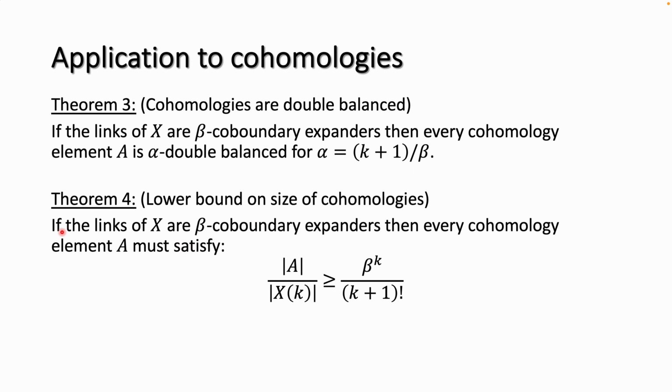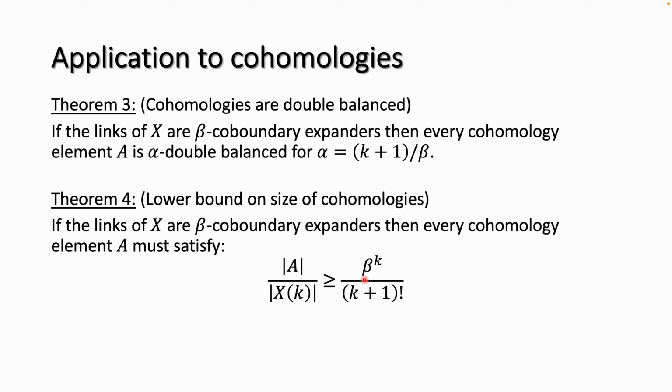So cohomologies in certain complexes are double balanced, and what we get from it is that they must be large. If we look at these complexes which have this beta coboundary expansion property in the links, then every cohomology element must satisfy this inequality. It must be at least this large, because otherwise the cohomology element would have some delta 1 expansion by our theorem from before, but by definition it has no delta 1 expansion. It has delta 1 equals 0. That's by definition of a cohomology element. So it would contradict the fact that it's a cohomology element.